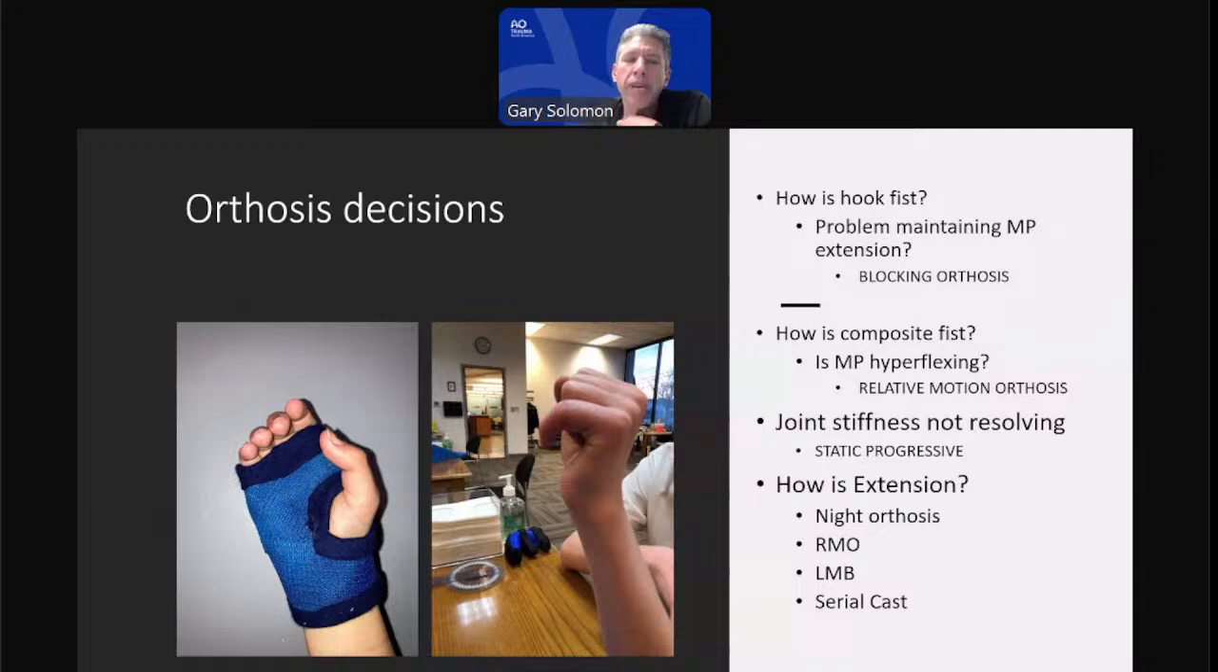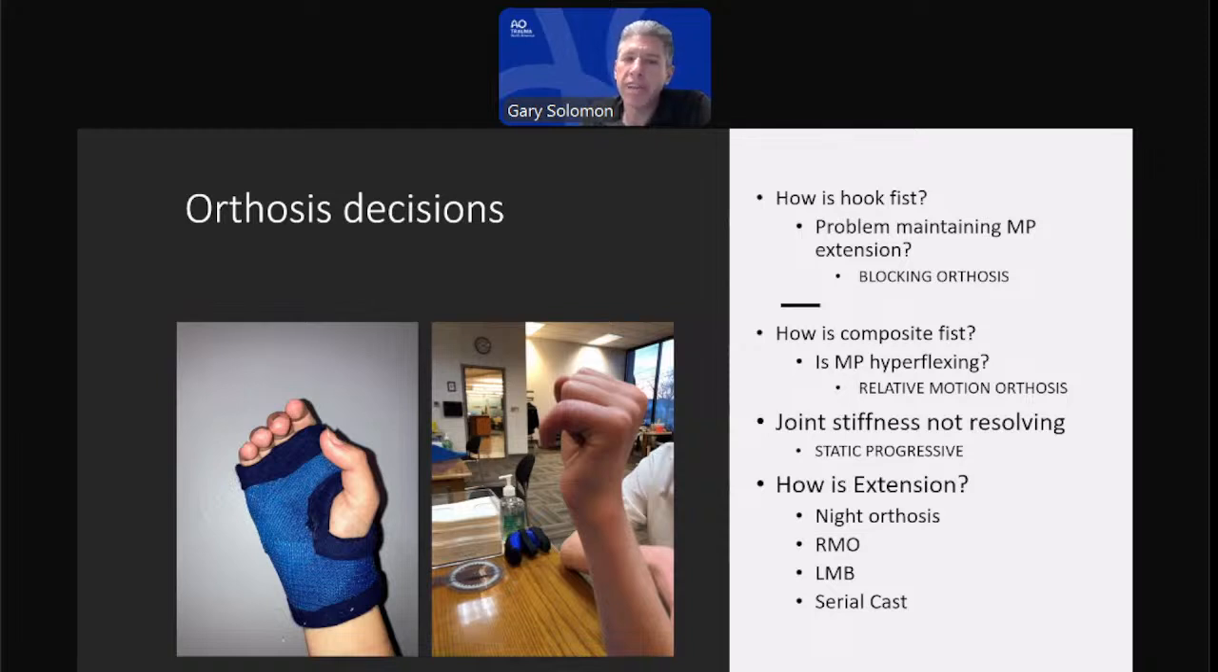If they have trouble maintaining the MPs in extension, I like to go to the blocking orthosis, which is on the left. If they're making a composite fist, as in the picture on the right, and they're hyperflexing, then I'll go to that relative motion again to redirect the force. If the joint stiffness isn't resolving, I'm pretty quick, 5-6 weeks, to go to something either dynamic or static progressive. And then for extension, my algorithm is usually something at night, just static to start with, along with relative motion. And then the LMDs are a nice adjunct during the day.